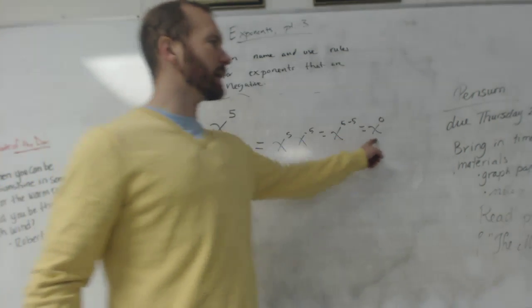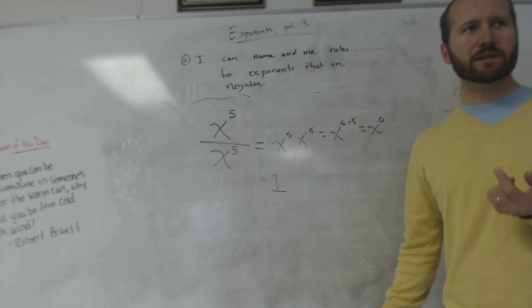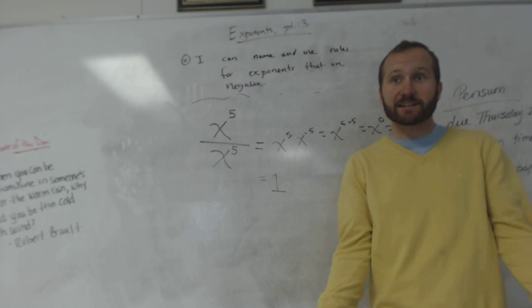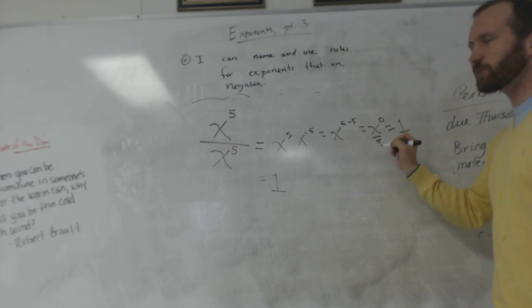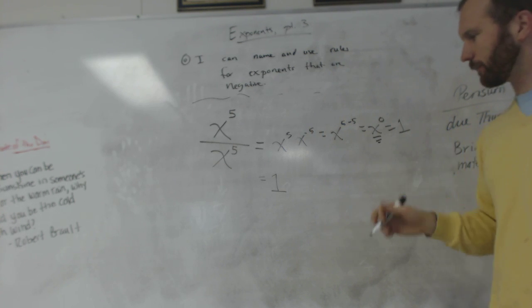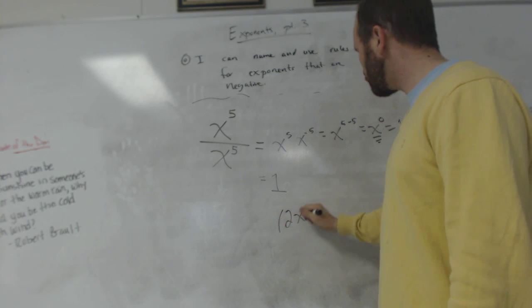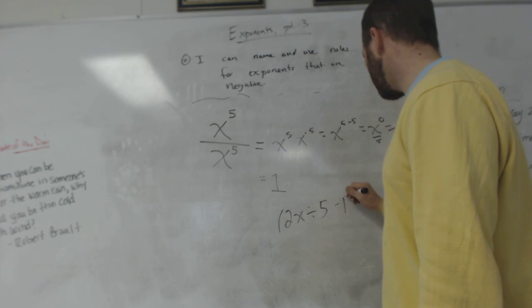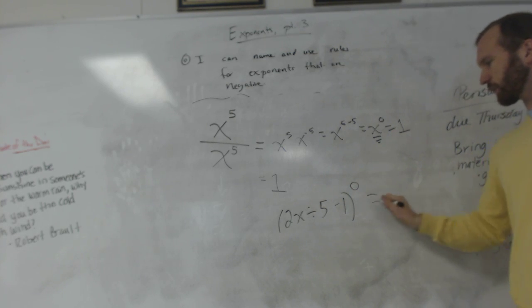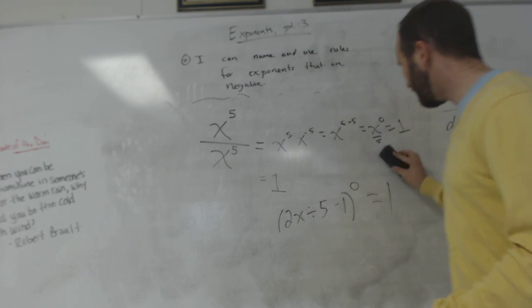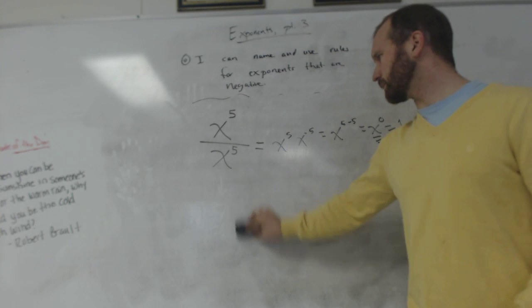But we said that it equaled x to the 0 power. So does that mean x to the 0 power equals 1? Yeah, it does! This is one of my favorite rules. Anything to the 0 power equals 1. I could give you some super complex looking problem, like negative 1 to the 0. Guess what that equals? 1. Anything to the 0 power equals 1.